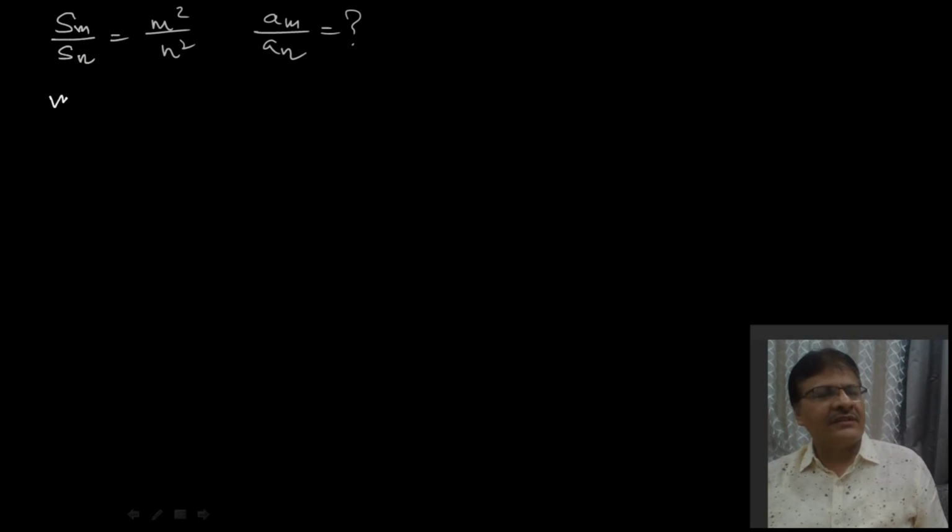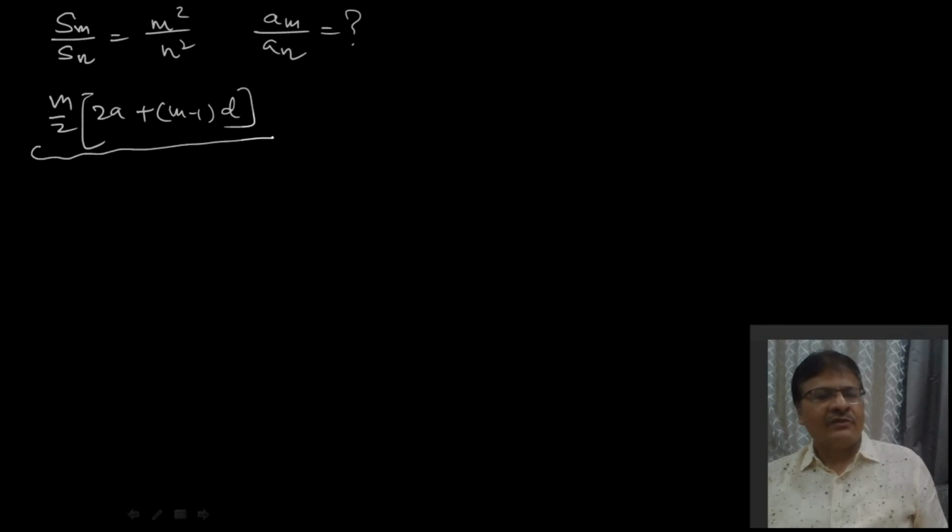Sum of m terms is m by 2, 2a plus m minus 1 multiplied by d. So that is Sm. What is Sn? n by 2, 2a plus n minus 1 multiplied by d. This is Sn. And this is given to you, m square divided by n square. Can I cancel this 2 with this 2? Can I cancel this m by this m? Can I cancel this n by this n? Yes, no.